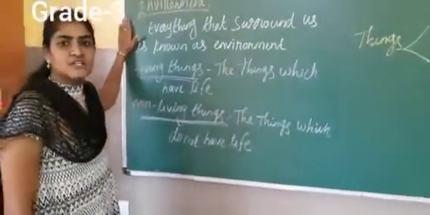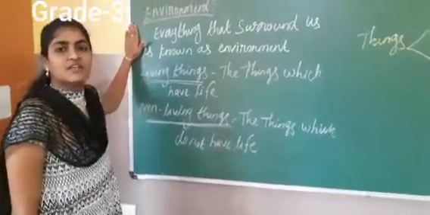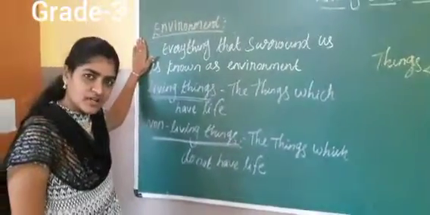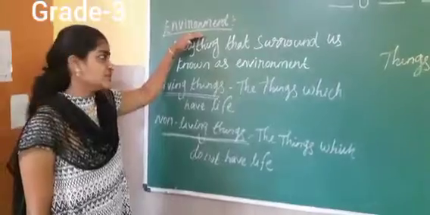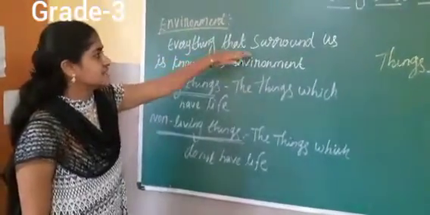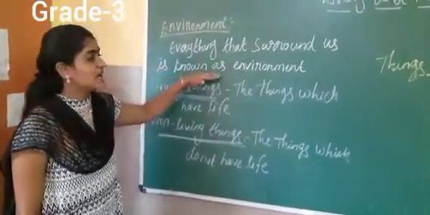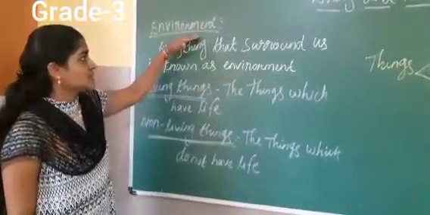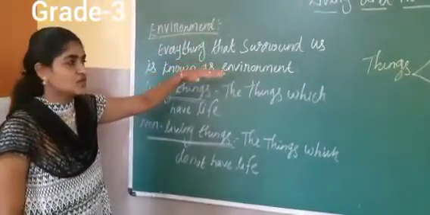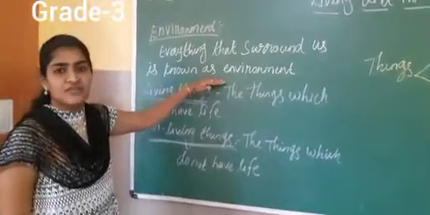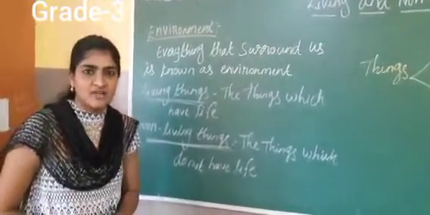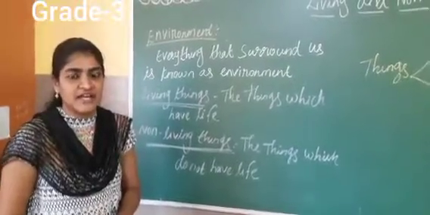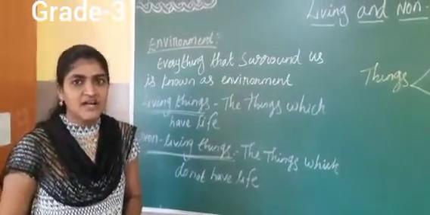So here, the same thing I have mentioned: whatever surrounds us, whether it is a living thing or a non-living thing, everything comes under the environment. What is meant by environment? Everything that surrounds us is known as the environment. So we can see in our environment many plants or animals, some things having life and some not having life.